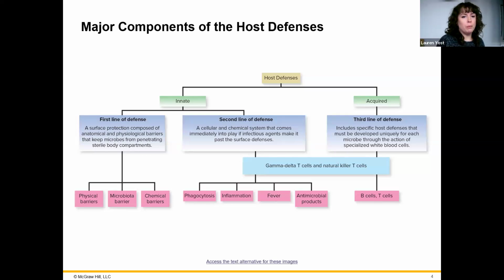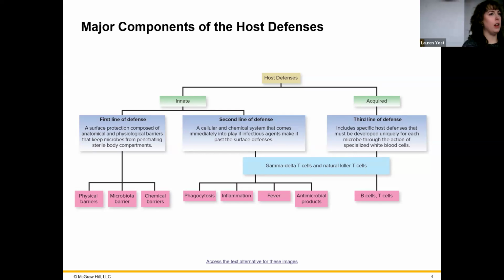And you can see here we have a first line of defense on the far left, then the second line of defense, which is what we're mostly going to be talking about today, and then the third line of defense for the acquired. What all of this does, we're going to be getting into in greater detail in this chapter as well as the next chapter. So remember, this chapter is going to be covering innate immunity.